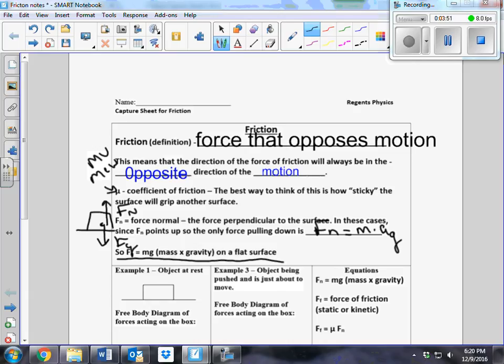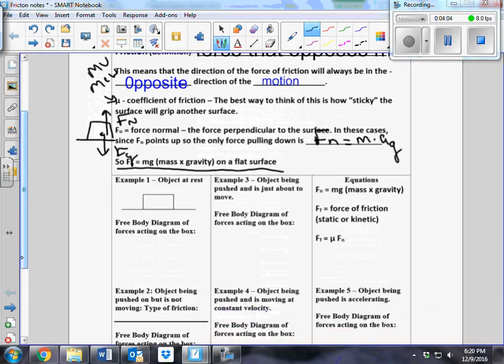You will need to know that because if you look at your equations, they don't tell you what Fn equals. The reason is because it's a little different in different situations. Fn changes when you're on a ramp versus a flat surface where only gravity is pulling straight down.